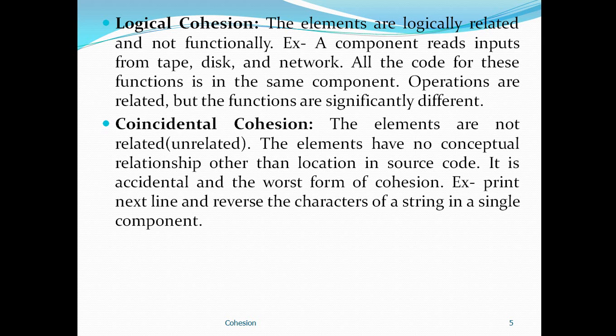Right. The next one, coincidental cohesion, which means the same code is reused for some other modules. See the definition: the elements are unrelated. The elements have no conceptual relationship other than their locations in the source code. It is accidental and the worst form of cohesion. An example is printing the next line and reversing the characters of a string in a single component, which means the same code is reused for other modules.